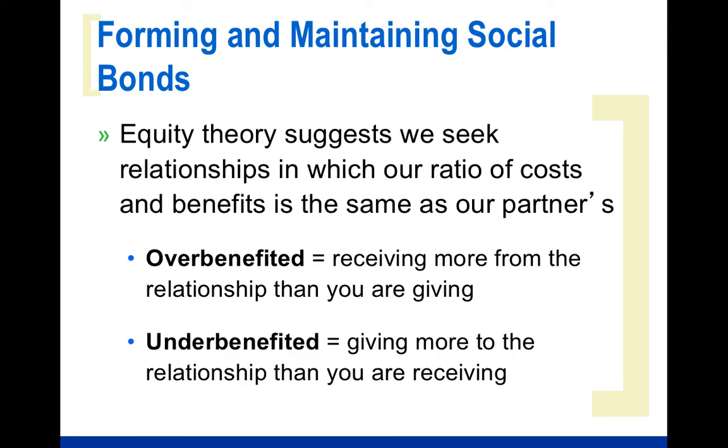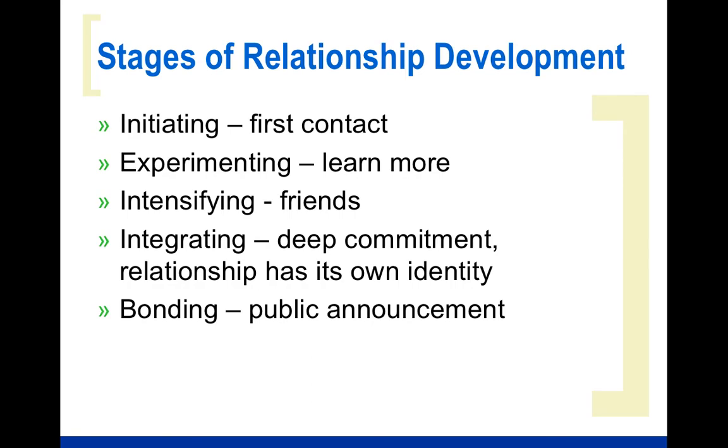And basically, when you're ever in a situation where you're in any kind of friendship or a romantic relationship, and I know all of you can relate to this, if one person's being over benefited, the other person's being under benefited, that is a recipe for absolute disaster in a relationship.